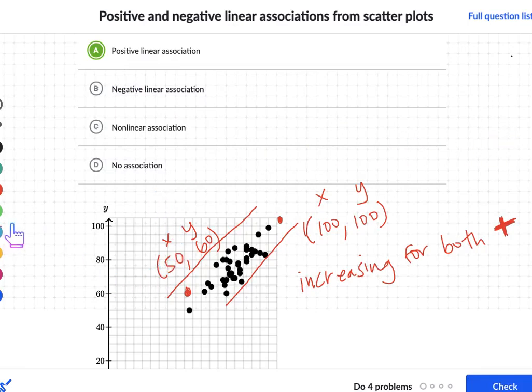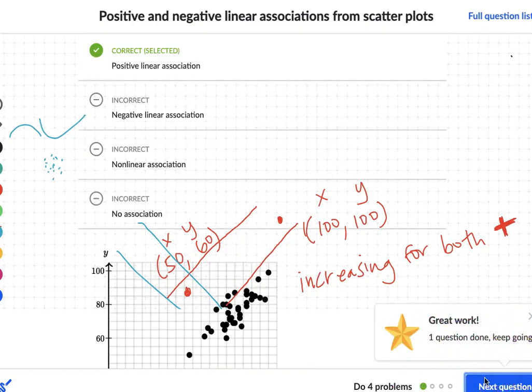Okay, so you should have chosen A, positive linear association. Negative would be like if it was going in the opposite direction, like this. This would be negative. As one was going up, the other one was going down. Non-linear would be like if it's curved in any way, and no association is just like a group of dots that make no association at all. Let's try another one.